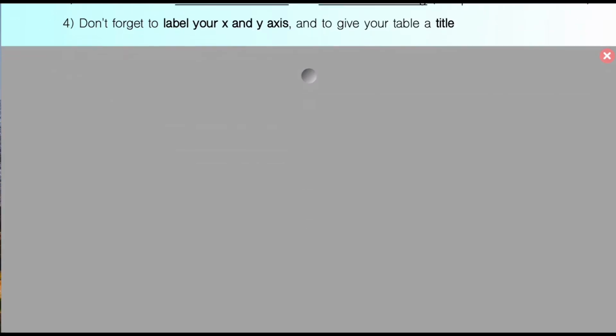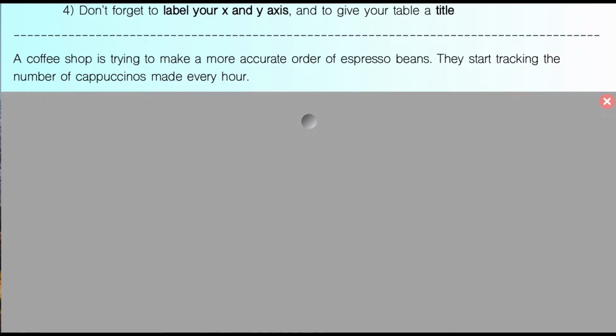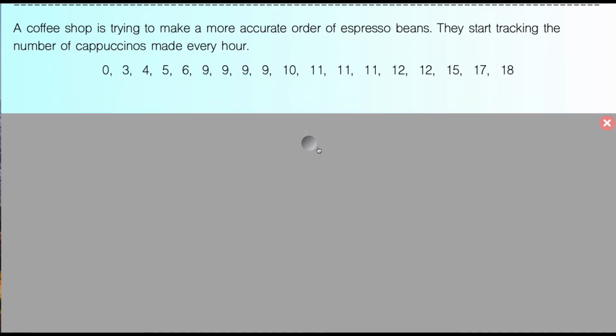So without further ado, let's create ourselves a histogram. I'm going to base this creation off of a little example that I made up. A coffee shop is trying to make a more accurate order of espresso beans. If you own a business, you have to order product. And so to do that, one of the things they do is they start tracking the number of cappuccinos that are made every hour. What I did was I recorded that data for you, and I put it in order from least to greatest. It won't obviously be like that for you, but I'm helping you out.